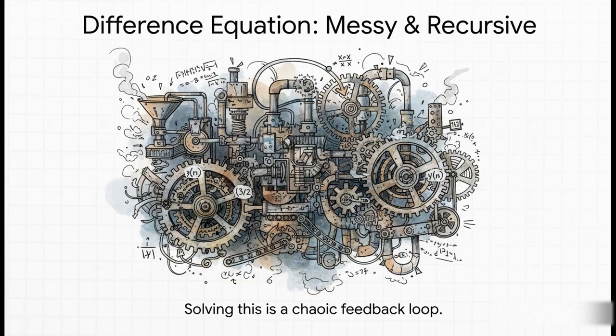See how the output y of n depends on its own past values, like y of n minus 1? That makes it recursive, and trying to solve this thing directly is like trying to untangle a massive, knotted ball of yarn in the dark. But with the Z-transform, we have the perfect tool to just snip right through the knots.